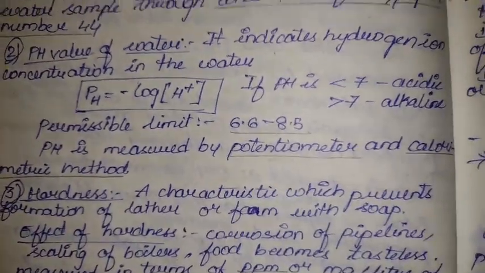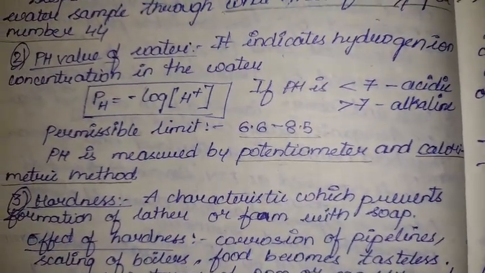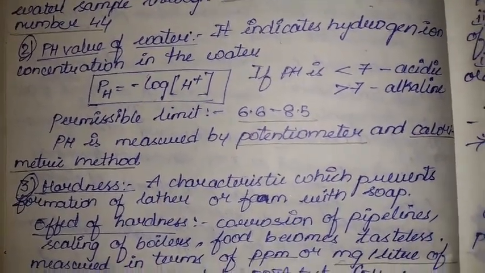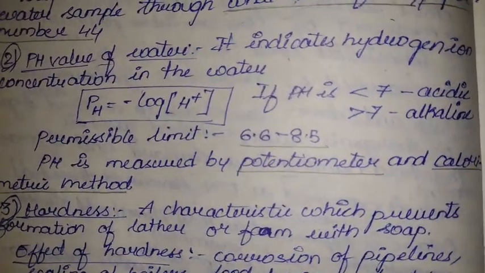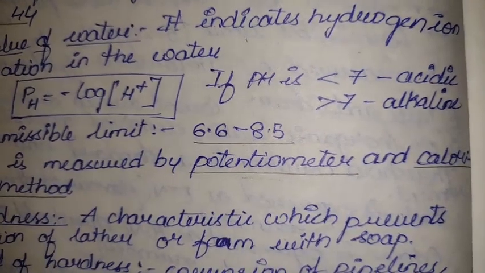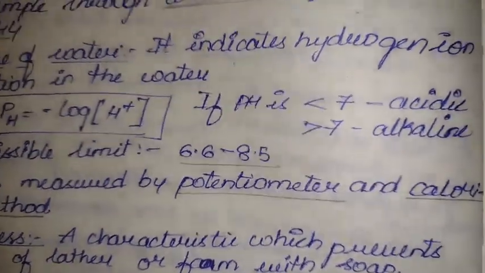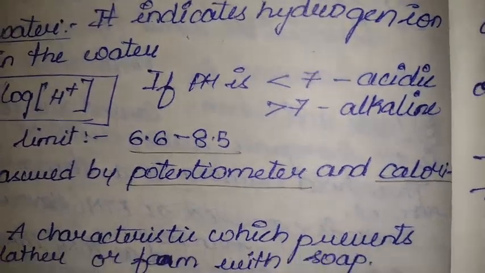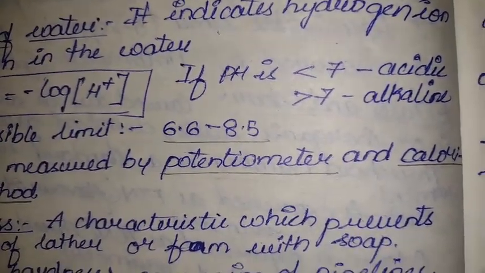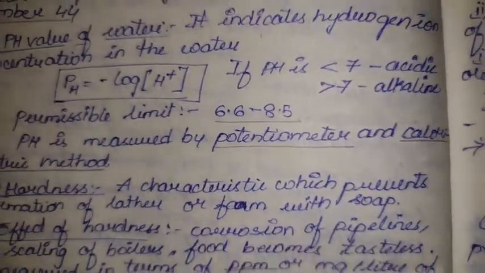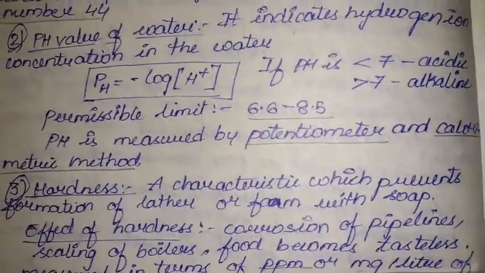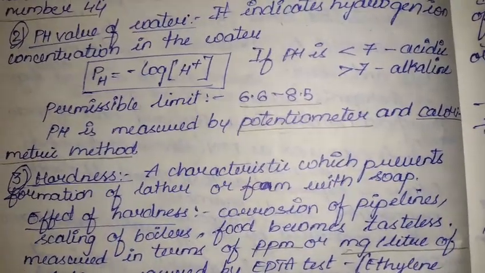Coming to the second part, it is the pH of water. We know the pH is nothing but the indication of the hydrogen ion concentration, that is, the negative logarithm of hydrogen ion concentration. The pH scale is from 0 to 14, and the elements that are scaled less than 7 are called acidic, and the elements that are more than 7 on the scale are alkaline in nature. For potable water, we have the permissible limit from 6.6 to 8.5.